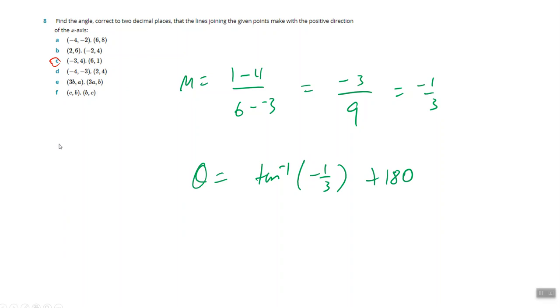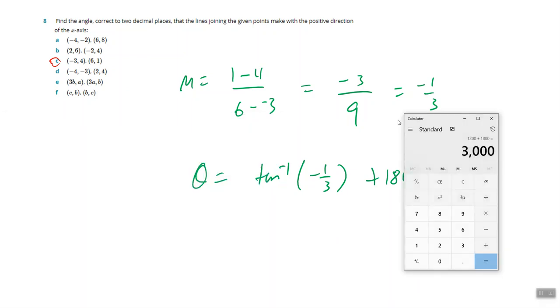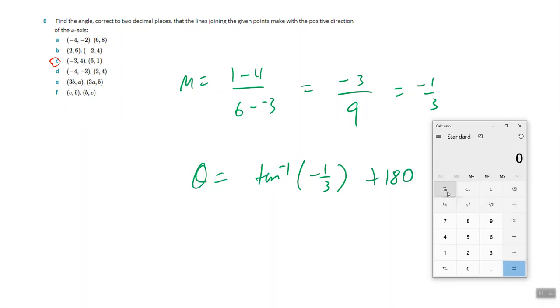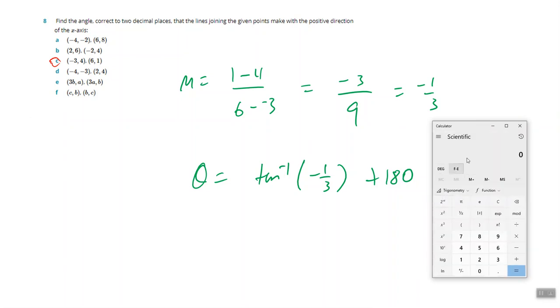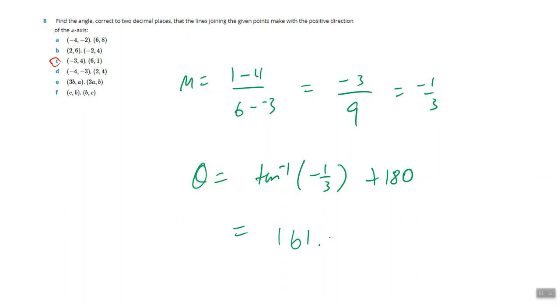So let's use the calculator. Obviously you're going to do this on your CAS calculator. I don't have one on me, so I'll just use this. I've got -1/3. I'm going to inverse tan it, and I'm going to add it to 180. Equals 161 point, it says two decimal places, 161.57. 161.57 degrees. So that's basically how you approach these problems.